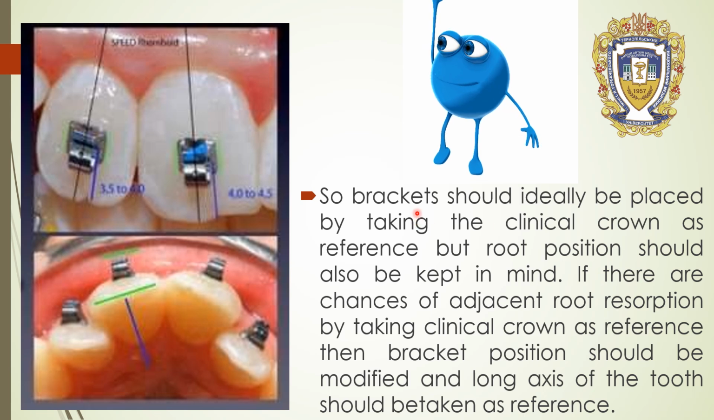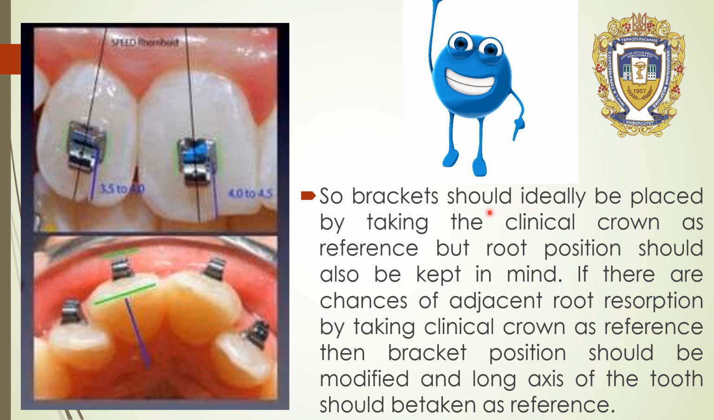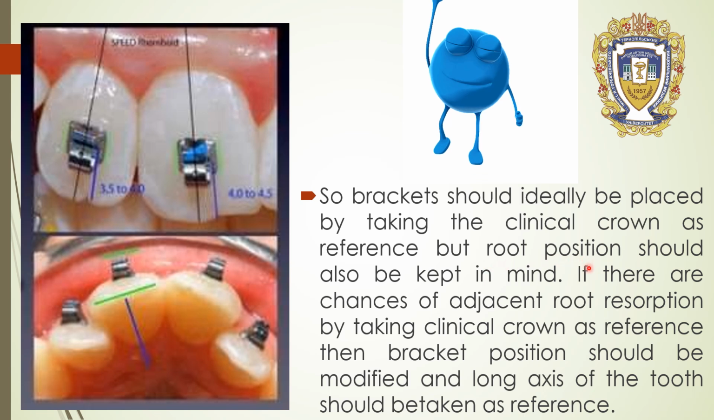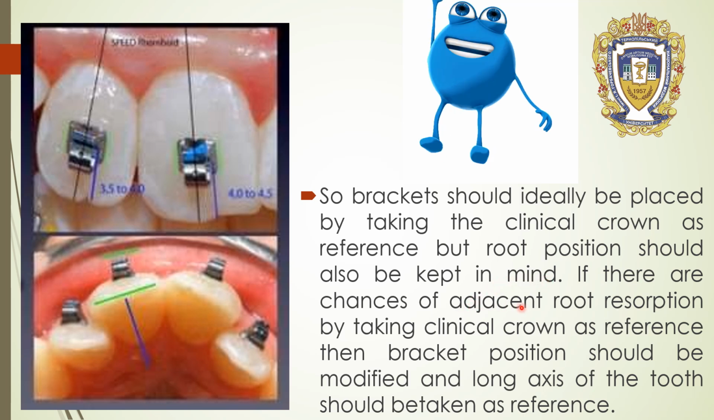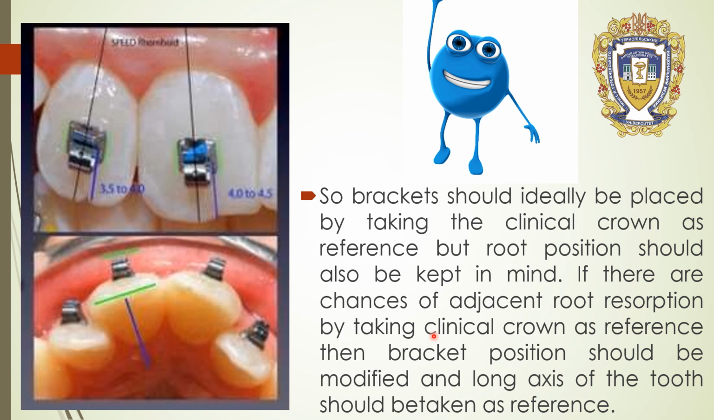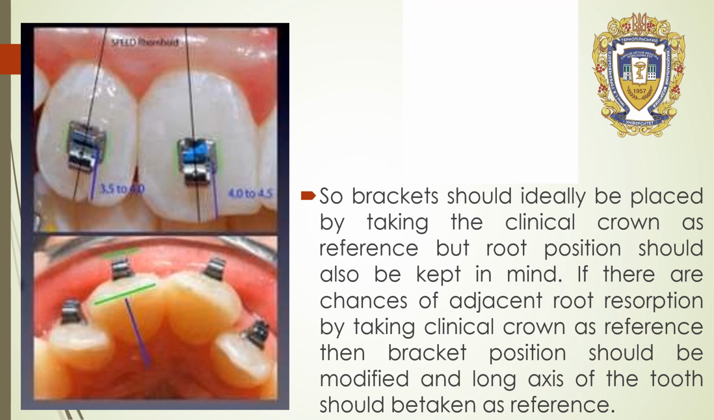So brackets should ideally be placed by taking the clinical crown as a reference, but root position should also be kept in mind. If there are chances of adjacent root resorption by taking clinical crown as a reference, then bracket position should be modified and long axis of the tooth should be taken as a reference.